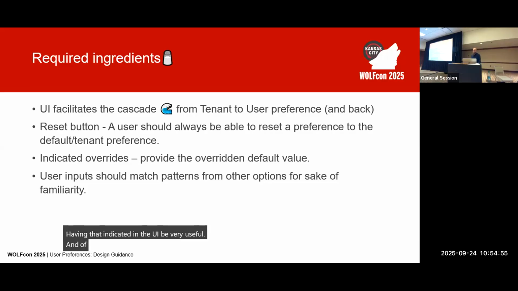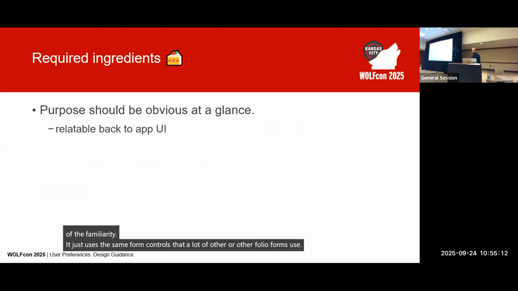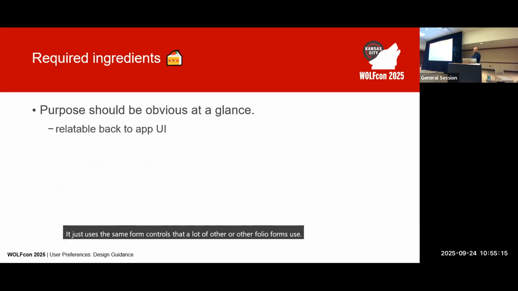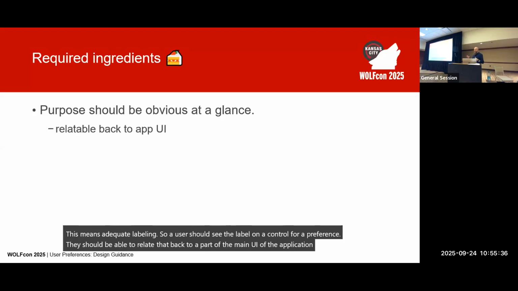And of course, the user inputs should match patterns from other options for the sake of familiarity. It just uses the same form controls that a lot of other FOLIO forms use. And the purpose of these should be obvious at a glance. This means adequate labeling. A user should see the label on a control for a preference, be able to relate that back to a part of the main UI of the application, and it should be obvious what that's going to do.